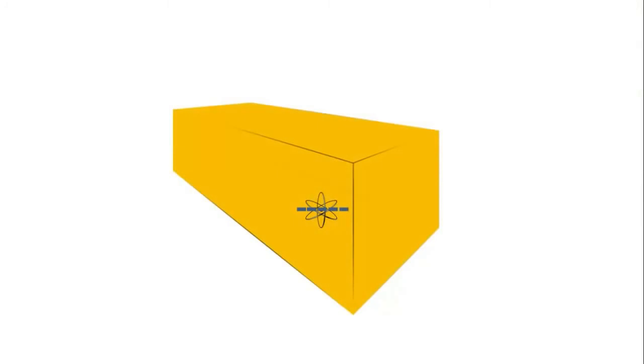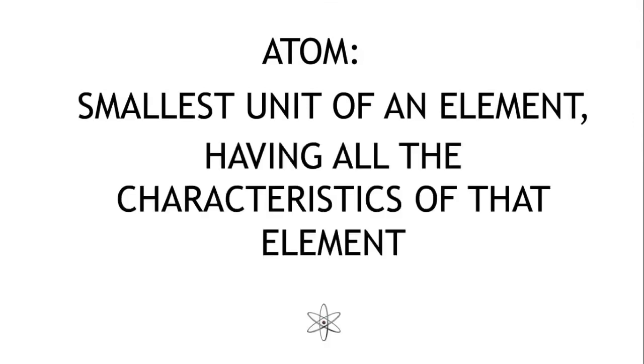If I were to halve the last atom of gold, it would no longer be gold. So an atom is the smallest unit of an element, having all the characteristics of that element.